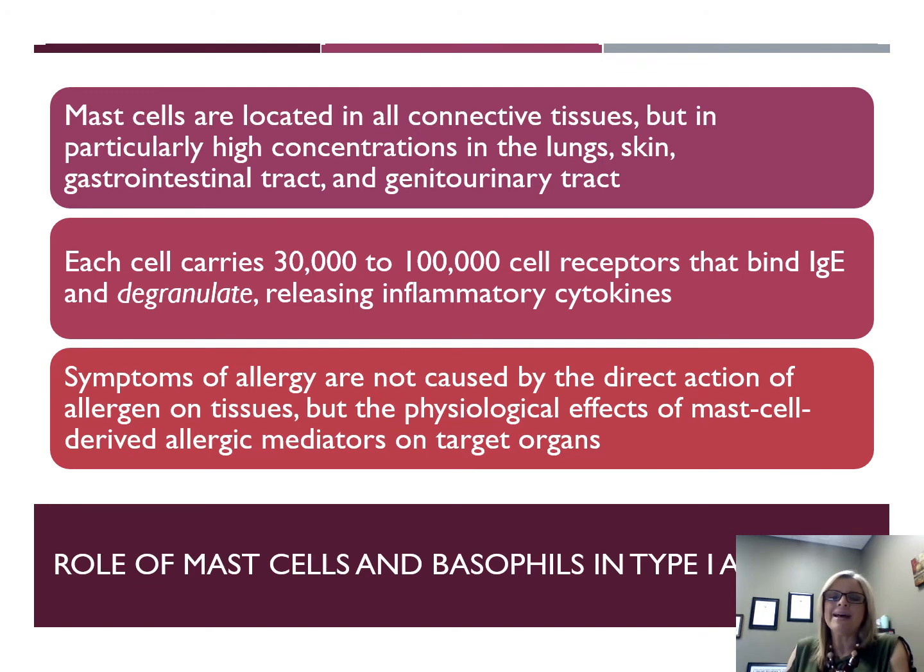Okay, so we have mast cells and basophils that are active in a type 1 allergy. Mast cells are going to be in the connective tissues, but you're going to find them in a very high percentage in the lungs, GI tract, skin, and the genitourinary tract, all right? Each of these cells carries 30,000 to 100,000 cell receptors that can actually bind to IgE, which will cause them to degranulate.